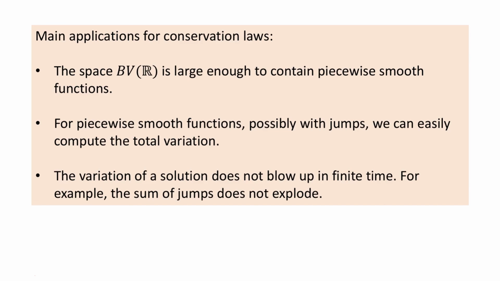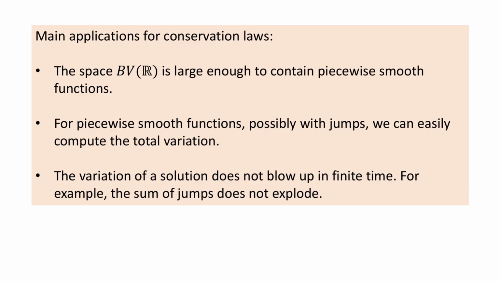So what's the whole point of bounded variation in the context of conservation laws? Now, on the one hand, the space of bounded variation is large enough to contain, for example, piecewise smooth functions. In particular, it is large enough to contain functions that we encounter in our discussion of how to solve conservation laws. For piecewise smooth functions, possibly with jumps, we can easily compute the total variation. As we've seen before, we just take a look how large are the jumps and integrate the absolute value of the derivatives in between. In particular, for many of the proposed solutions, we can already compute the total variation.